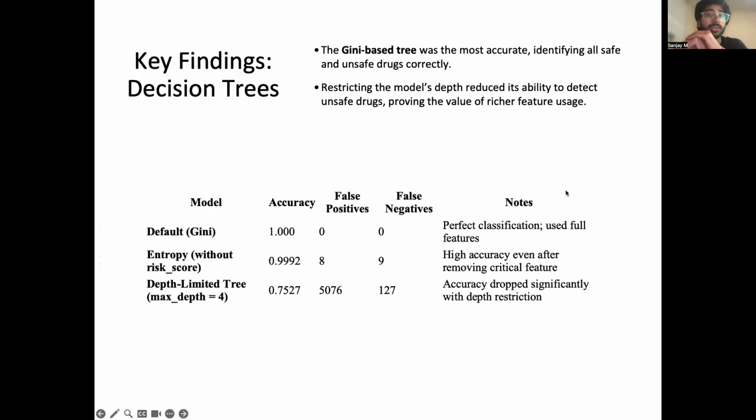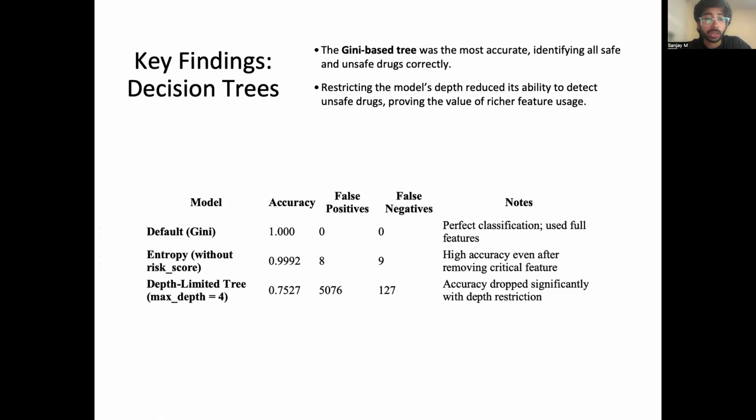covers the key findings from decision trees. So here, the decision tree using Gini index achieved perfect accuracy. However, when we limited the tree's depth, the ability to correctly classify unsafe drugs dropped, showing the importance of using a rich set of features. I mean, a lot of features.